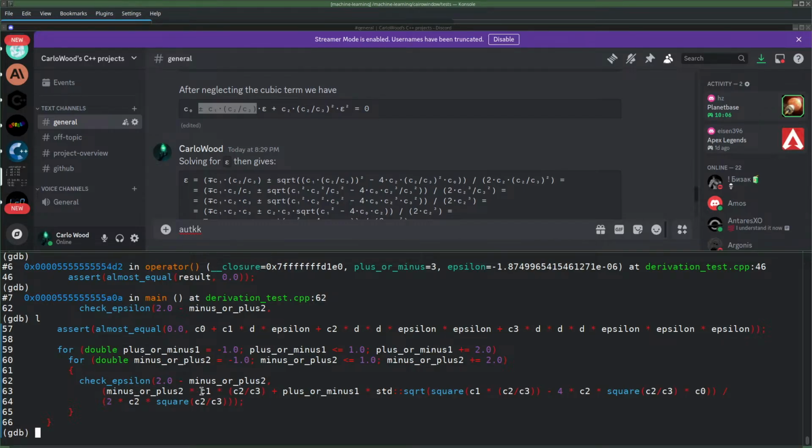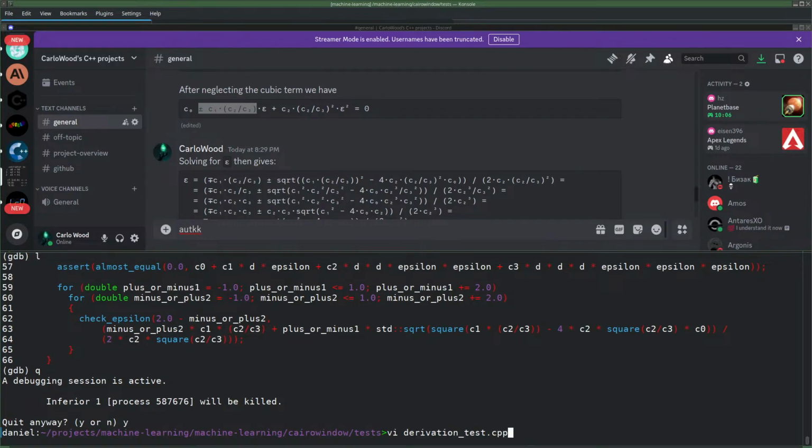It is minus or plus times C1 times C2 divided by C3 plus or minus the square root of C1 times C2 divided by C3 all squared minus 4 times C2 times the square of C2 divided by C3 times C0, all divided by 2 times C2 times the square of C2 divided by C3. Why is that not working? Shocked, really. Okay. I don't get it. I don't get it at all.